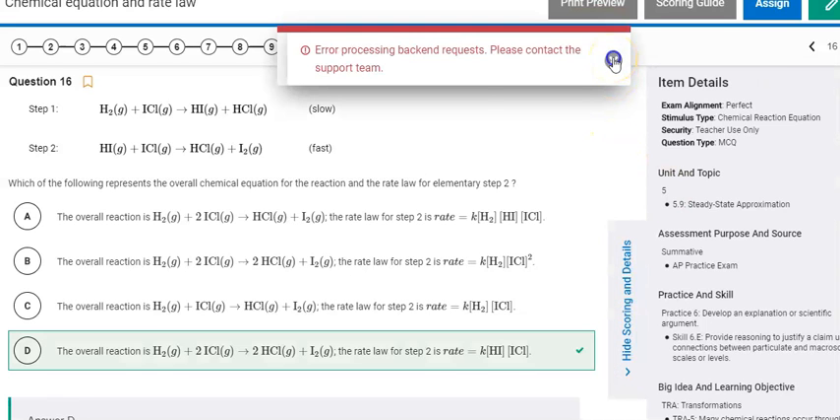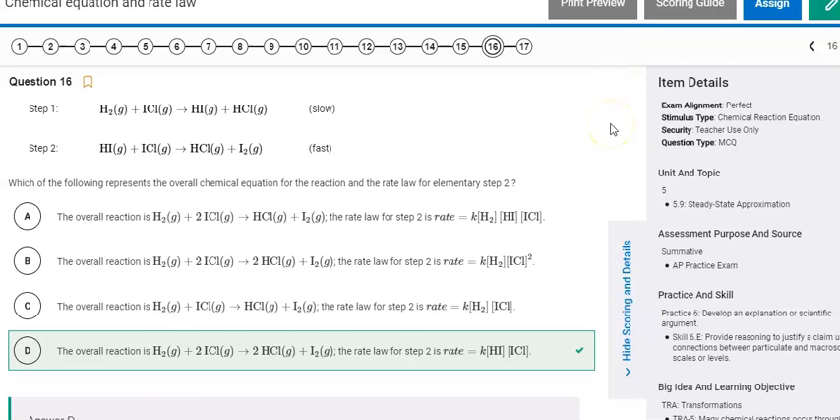Okay? What if you did need to look at it? Which represents the overall chemical reaction? So you would simply add them. So you'd have H2 on the left. You would have 2 ICl on the left side of the arrow. The HIs would cancel out because one's on the right and one's on the left. You'd have 2 HCls on the right, and you'd have I2 on the right. So that looks like, yeah, that would be D. It has to be D.